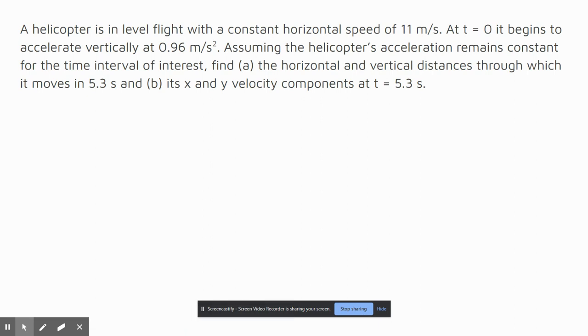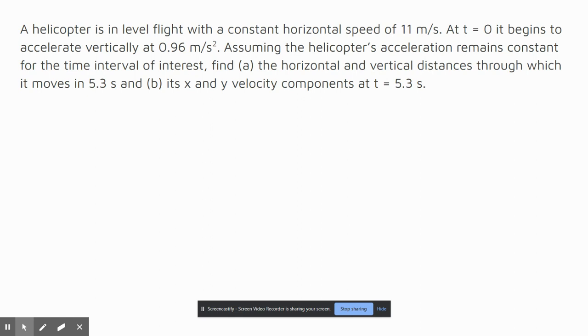So we have this helicopter that is traveling with a constant horizontal speed. And at time 0, it starts accelerating vertically. And we're going to assume that helicopter's acceleration remains constant for the time we are interested in studying it. So first, we're going to find the horizontal and vertical distances that it travels in 5.3 seconds. And then we're going to find the velocity components of that helicopter.